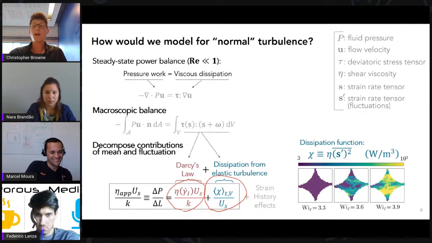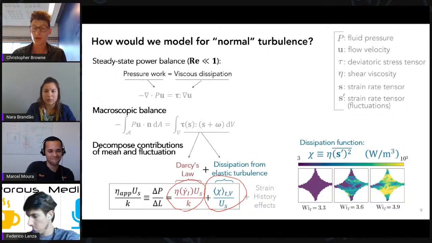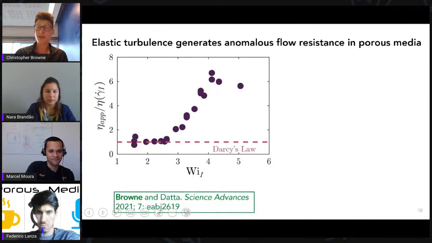And these represent regions where the fluctuations in your flow are causing viscous dissipation, much in the same way that inertial turbulence would cause dissipation below a Kolmogorov scale. And using that, we can now generate a model to predict this anomalous resistance.